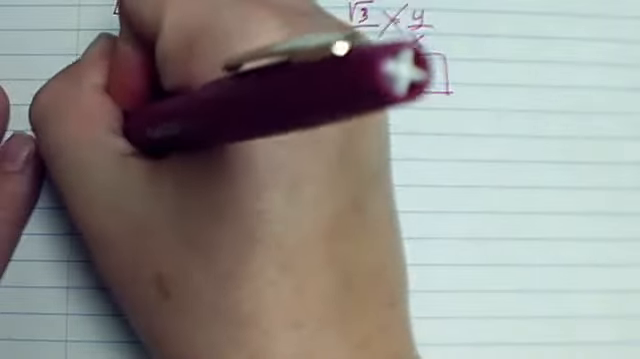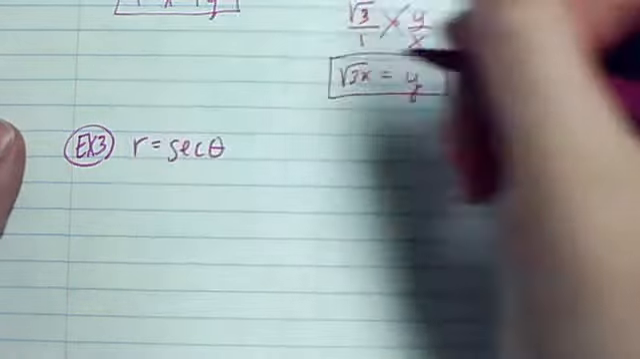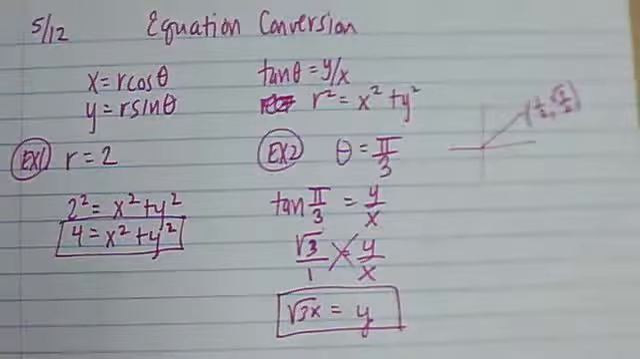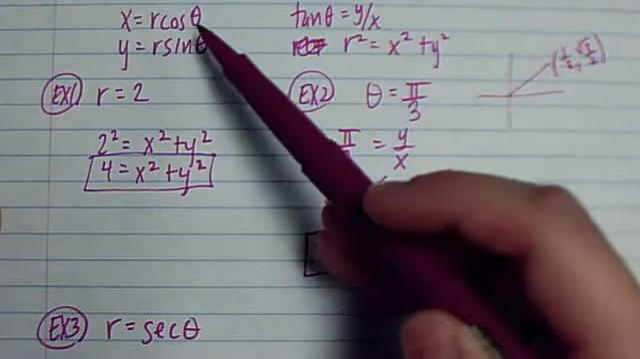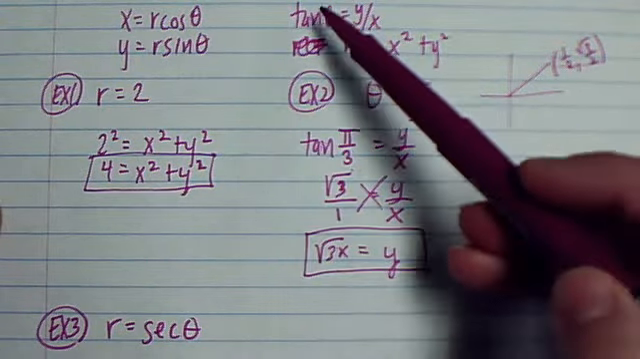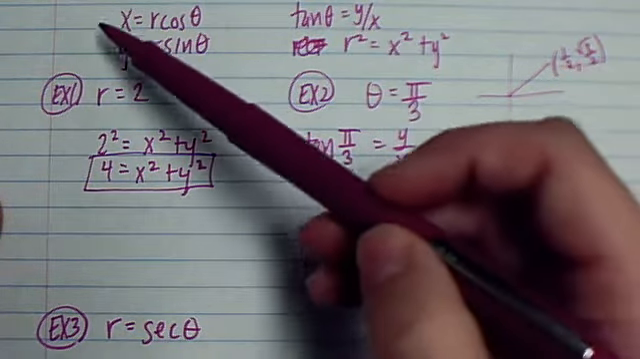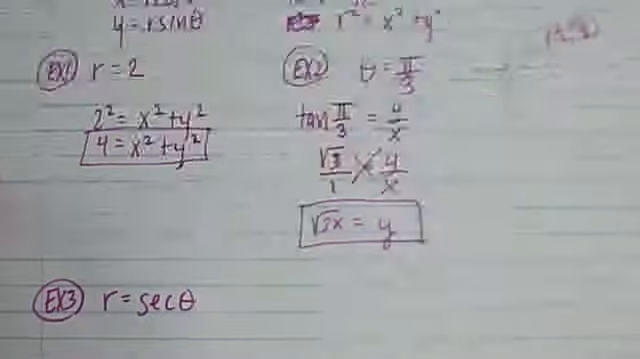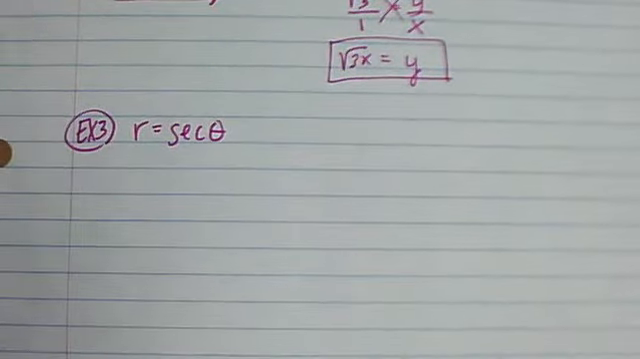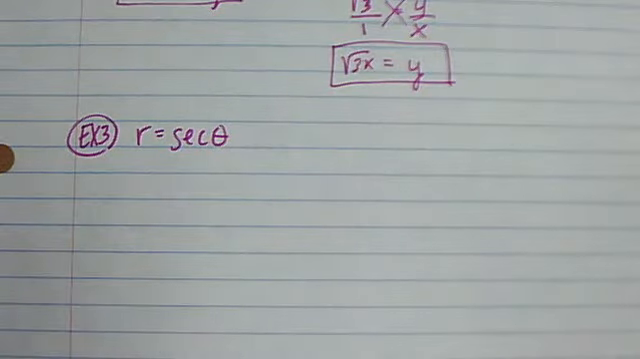Okay, one more example. Example 3. I'm given r equals secant theta. Okay. If we look back at these equations, it doesn't really look like any of these. These for sure, because they don't both have an r and theta. So I need to get maybe it to look like one of these two, because I have an r and theta. So we're going to go back to our trig rules and put things in terms of sine and cosine.